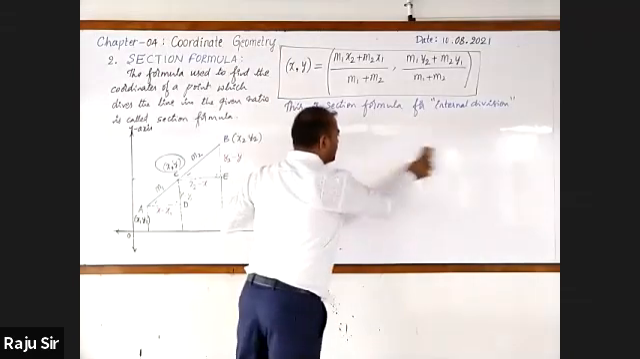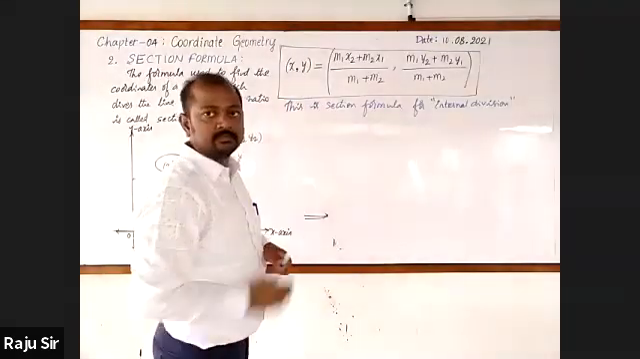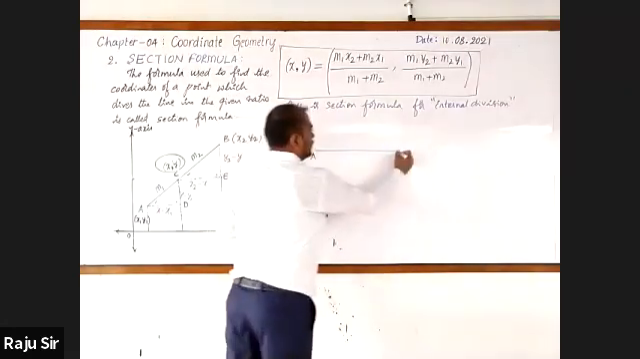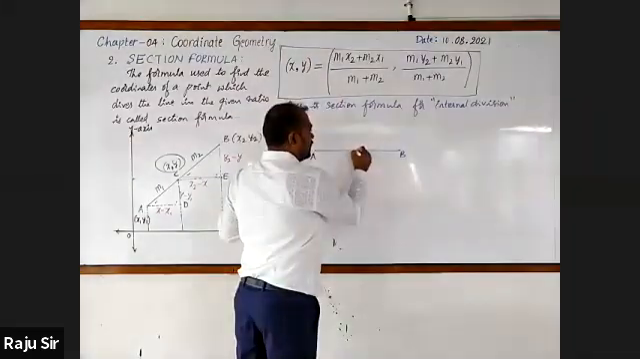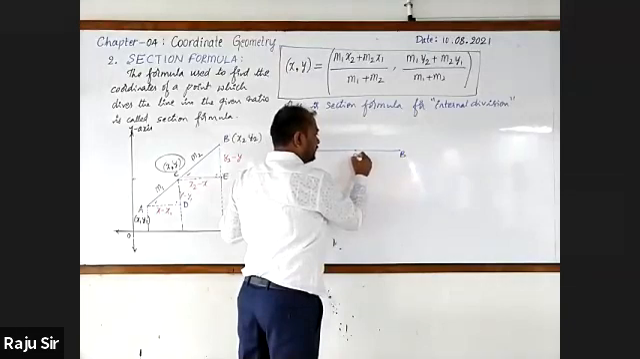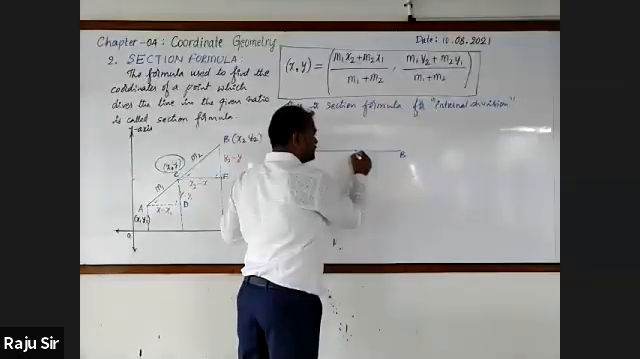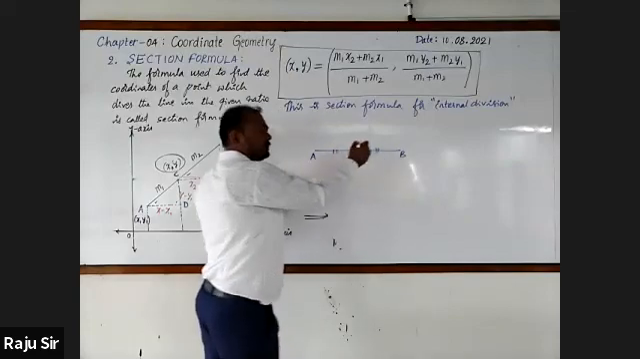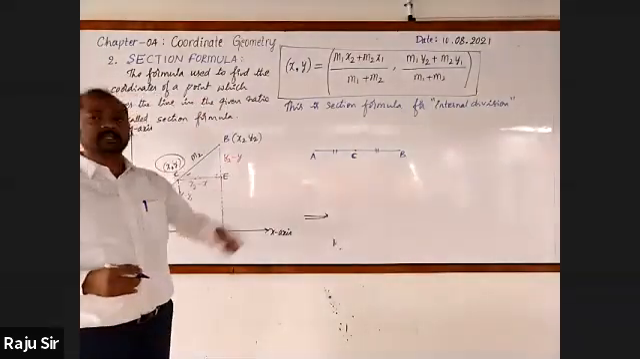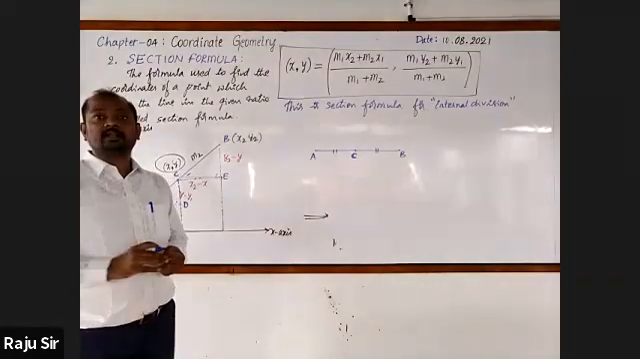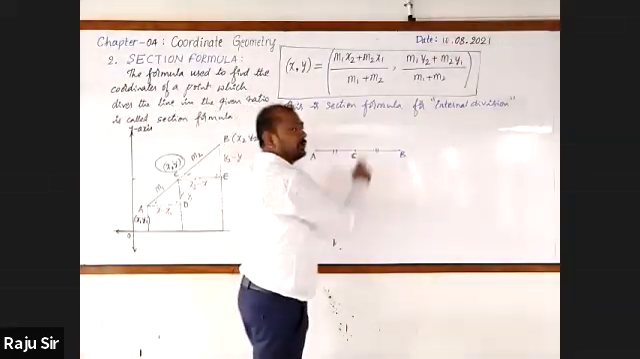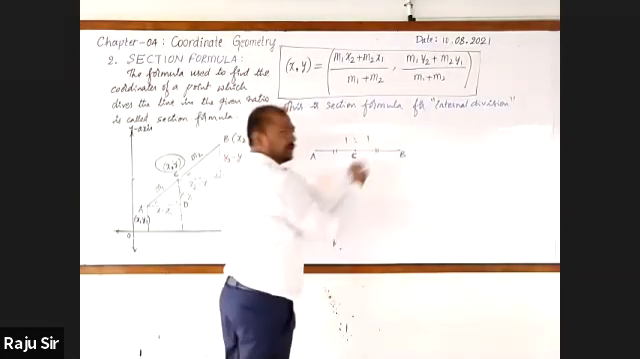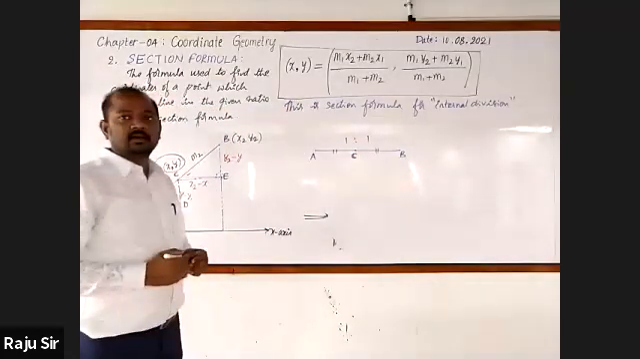Students, one simple question for you. It is AB. I take the point C, which is, assume that, the midpoint of AB. Then, what is the ratio m1 is to m2? 1, sir. 1 is to 1.